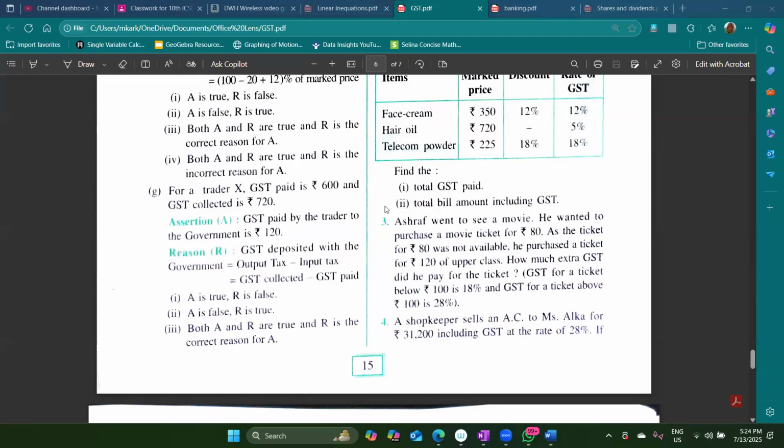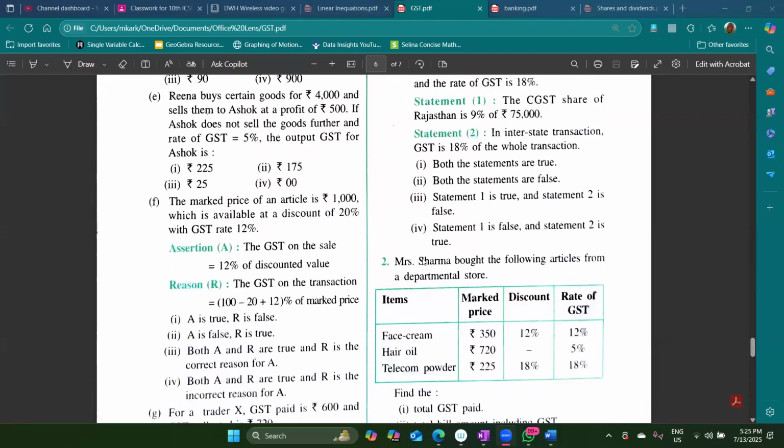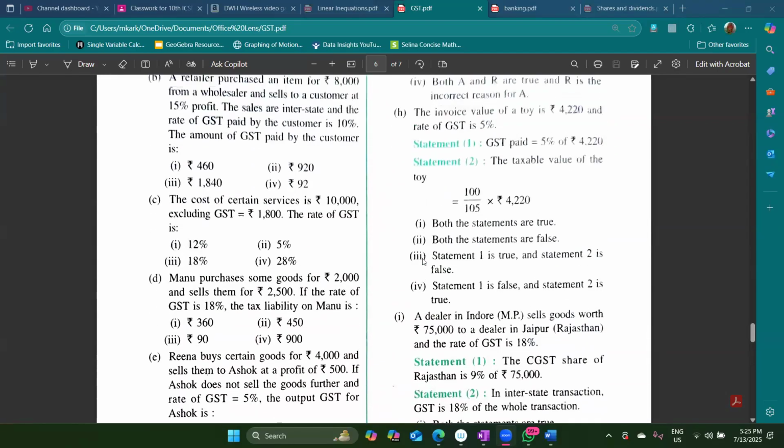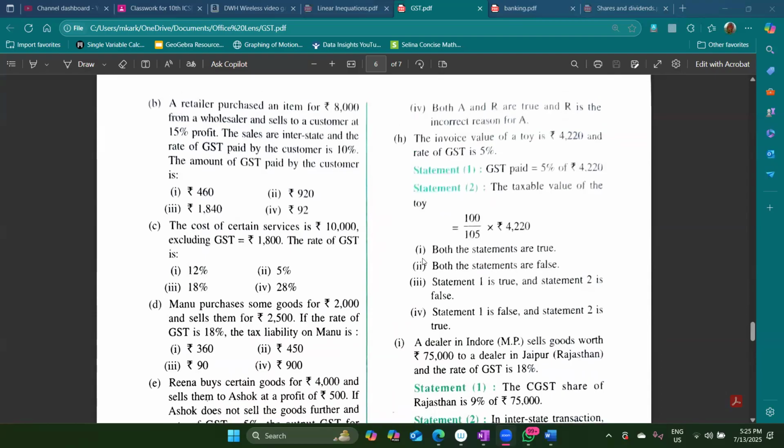Correct, Aniket. Correct, Sai. Correct, Soham. And correct, Riya. Everybody got that right. So GST liability is output tax minus input tax, which is correct. H.